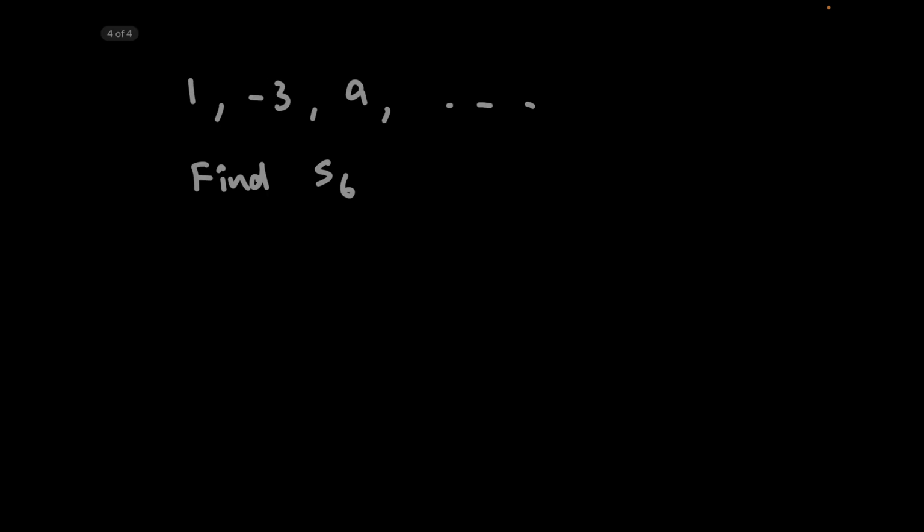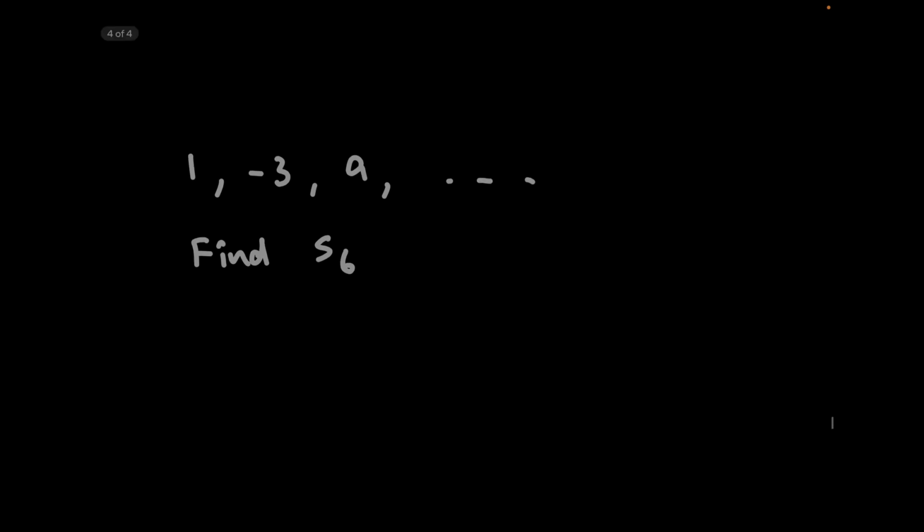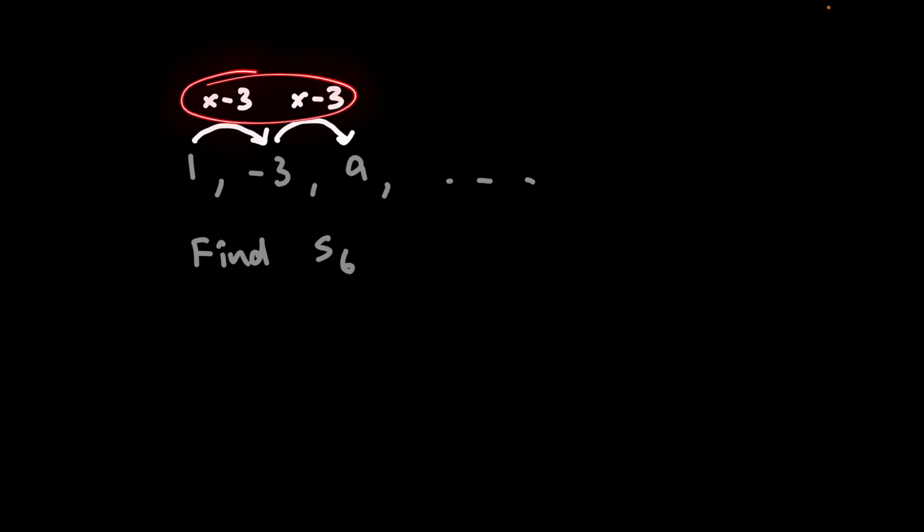This is our next question. We have another sequence and we're required to work out the series for the first 6 terms. So let us first work out whether this is an arithmetic or a geometric sequence. Comparing each number with the previous one, to go from 1 to negative 3, we have to multiply by negative 3. To go from negative 3 to 9, we can multiply by negative 3 again. So we have a common ratio, which makes this a geometric sequence, where we're multiplying each term by negative 3.